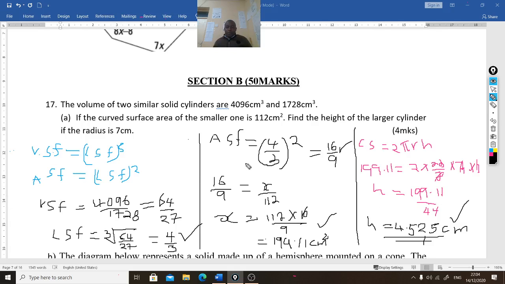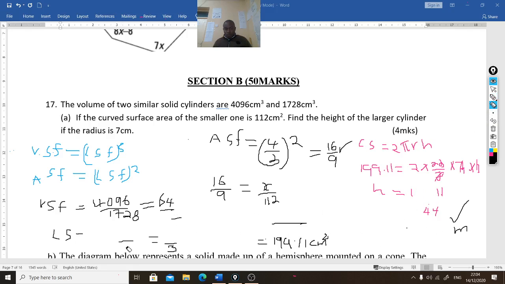You are supposed to relate the volume scale factor with the linear scale factor and the area scale factor with the linear scale factor, so that you are able now to find the height of the new, larger cylinder.